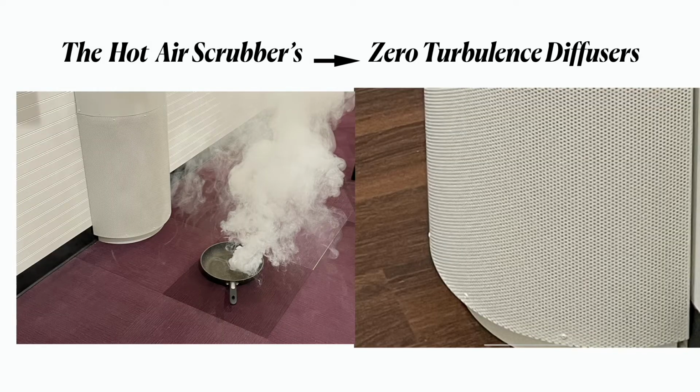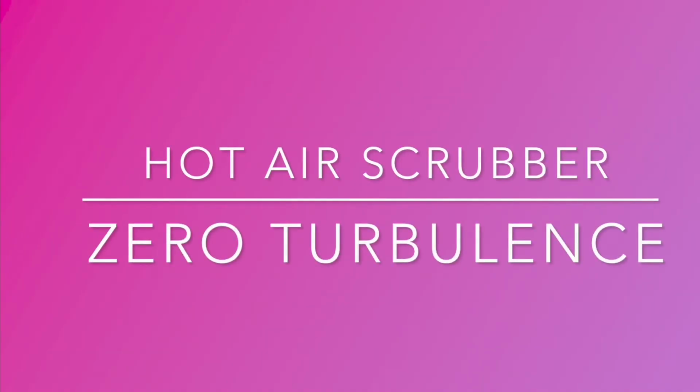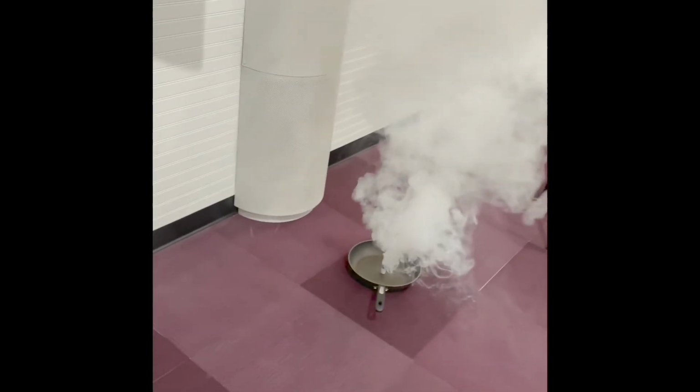Here are the diffusers. We have 25 to 30,000 holes in one of these diffuser faces. I'm going to show you what the smoke bomb does sitting 2 feet in front of one of these diffusers in the next slide. So here's our low velocity diffusers.